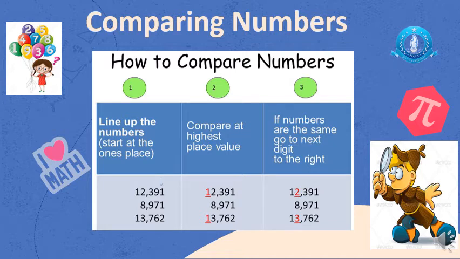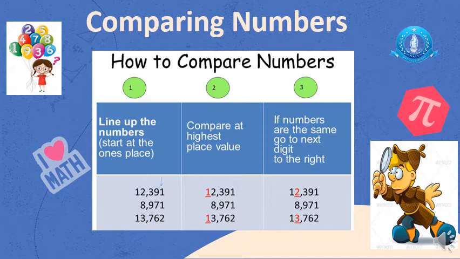Second number is the smallest number. Now we will compare first number and third one number. Fine. Compare at highest place value. Now we will compare highest place value, which is first number and third number. We will start from first number. See, 1, 2. First number is 1. In third number, first number is 1. If numbers are same, then we will go next digit to the right.